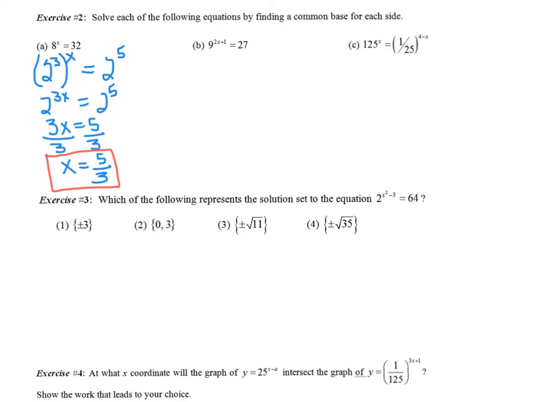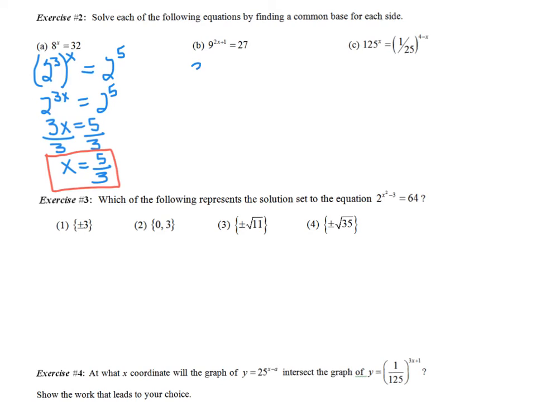Let's practice with part B. 9 to the 2x plus 1 equals 27. Now again, when I'm dealing with exponents, I've got to think about multiplication. So I don't want to say 9 times 3 is 27. Instead, I want to say, what can 9 and 27 both be written as a power of?